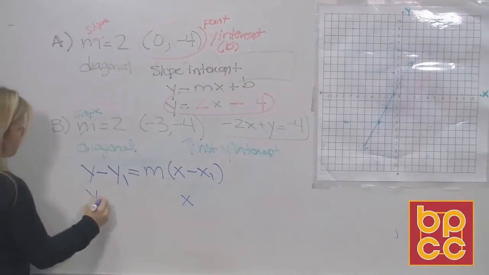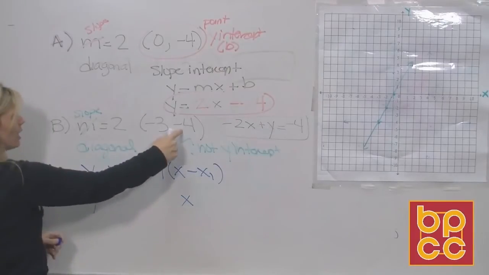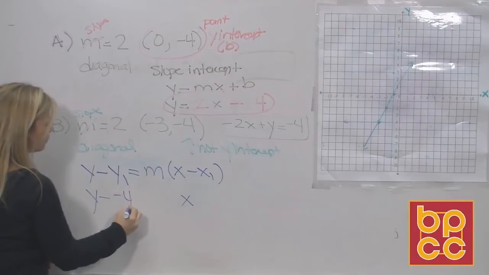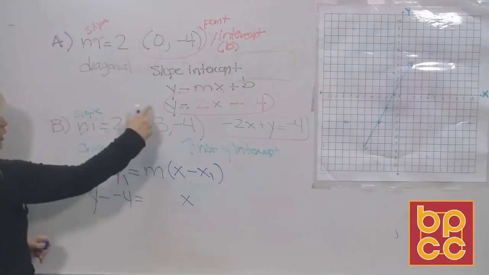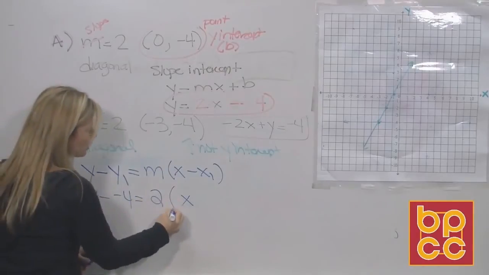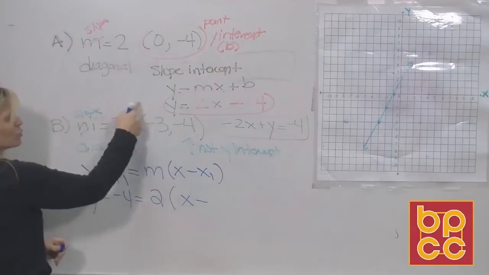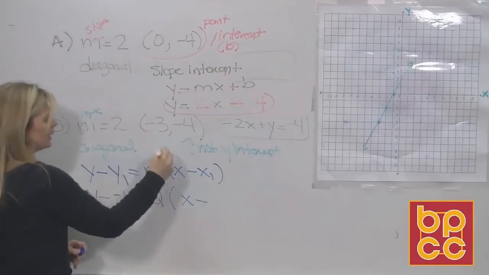So this is y minus, look up here at your clues. Where's your y value? Very good, it's -4. Equals, look at your clues. What's your m value? It's 2. Parentheses, we're going to leave that x minus. In your clues, what's your x value? -3.